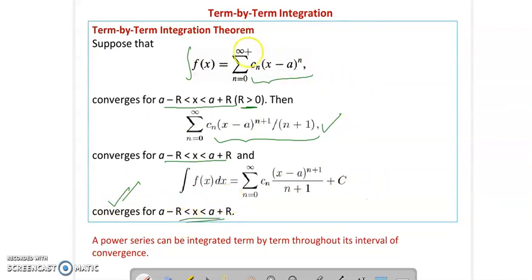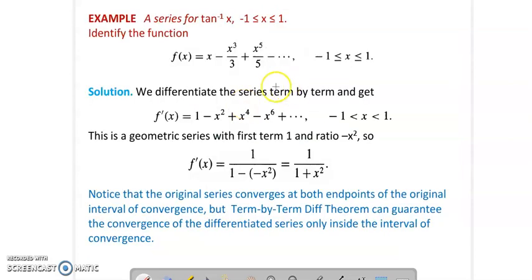So the term by term integration theorem says that a power series can be integrated term by term throughout its interval of convergence. Okay, so let's see an example. A series for tan inverse x where x lies between -1 and 1. So the problem is to identify this function.